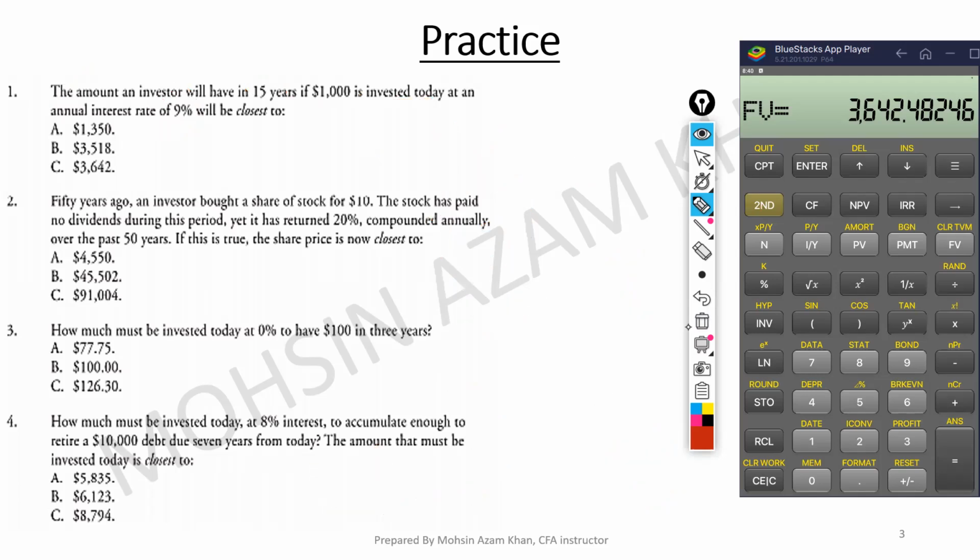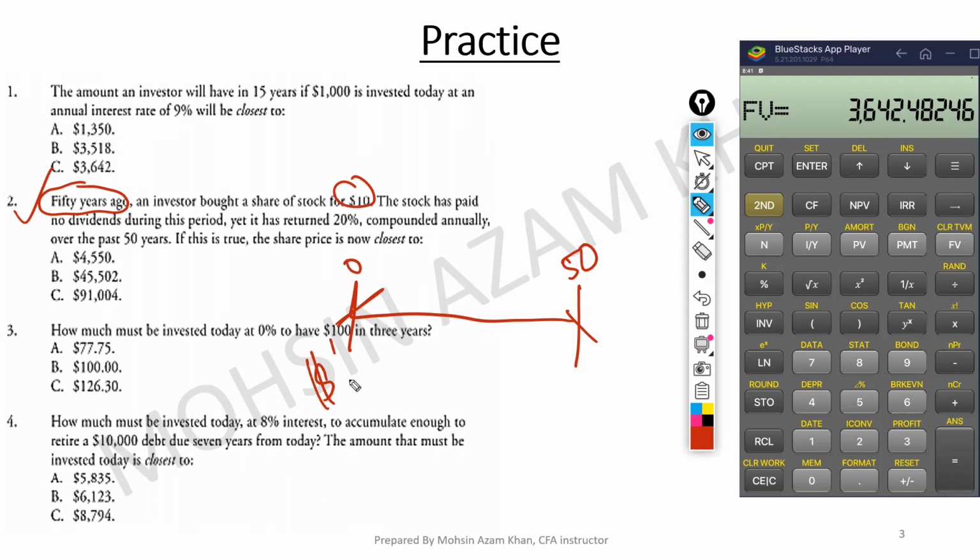Let's try question number 2. 50 years ago, an investor bought a share of stock for $10. So N, they have given you 50. The stock has paid no dividends during the period, yet it returned 20% compounded annually. So rate is 20% over the past 50 years.